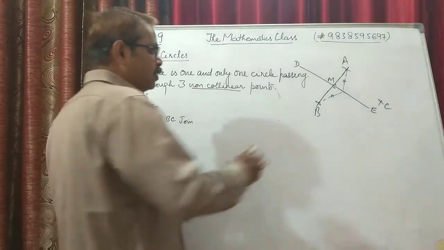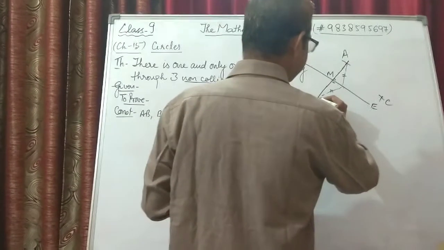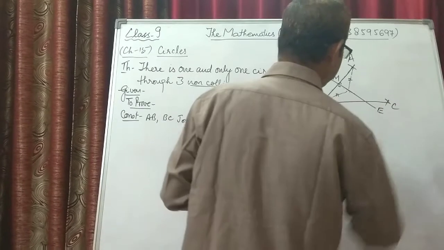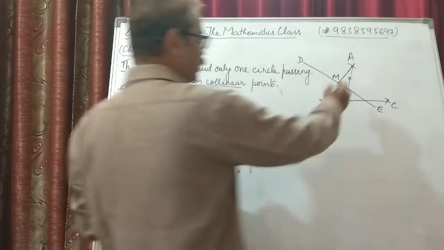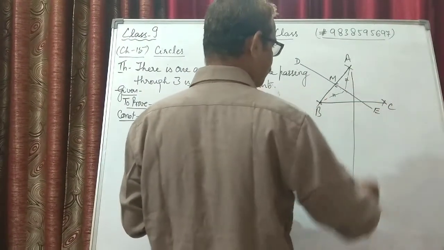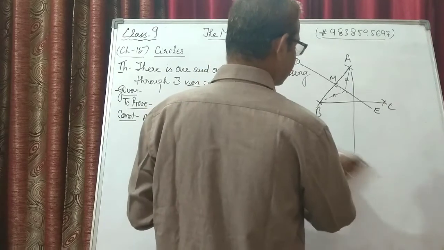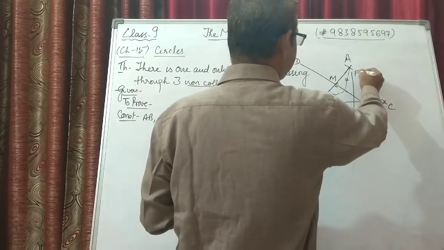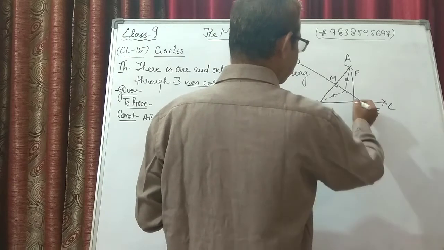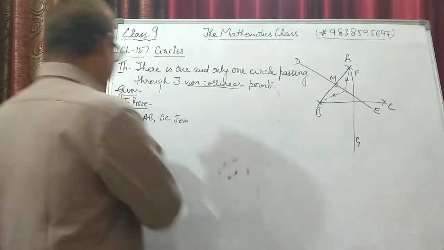Now what we do, we join BC. Second step is we are joining BC. We will draw the perpendicular bisector of BC also. Let us say this is F and G. So all the points, what we are going to write.